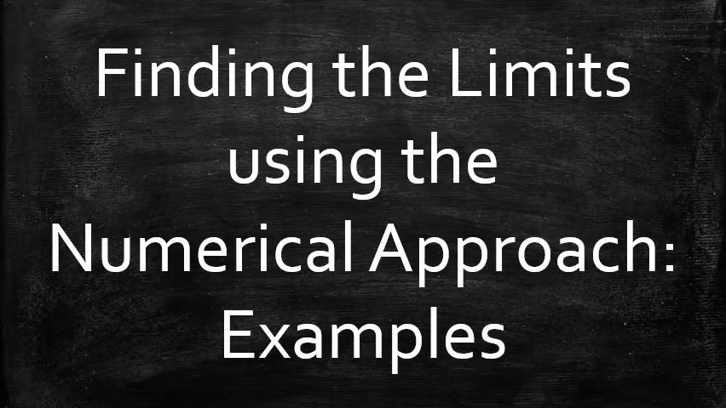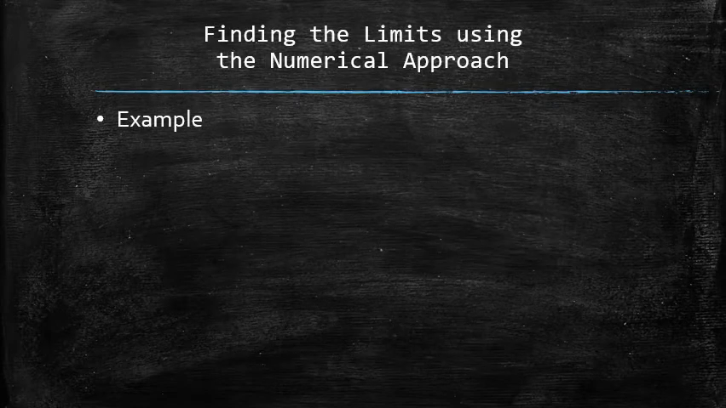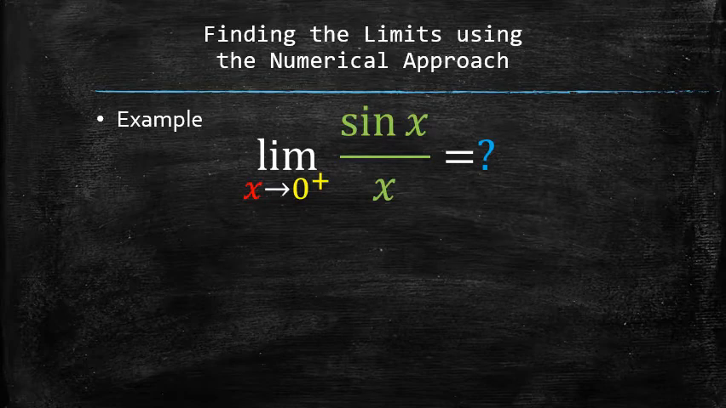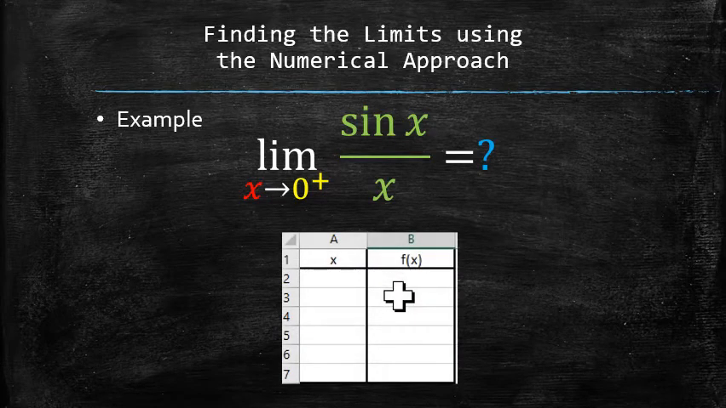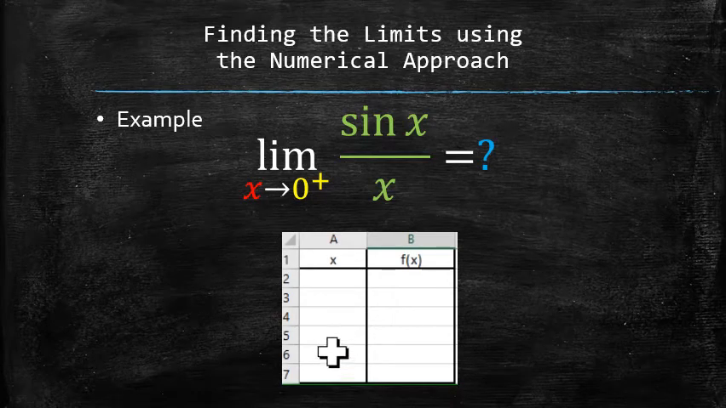Next, we will go over a few examples of using the numerical approach to find the limit of a function. Consider the following example. The best tool when using the numerical approach is Excel. To find this one-sided limit, first I'm going to create a sequence of inputs that approaches 0 from the right side, using the PowerPoint as a template.